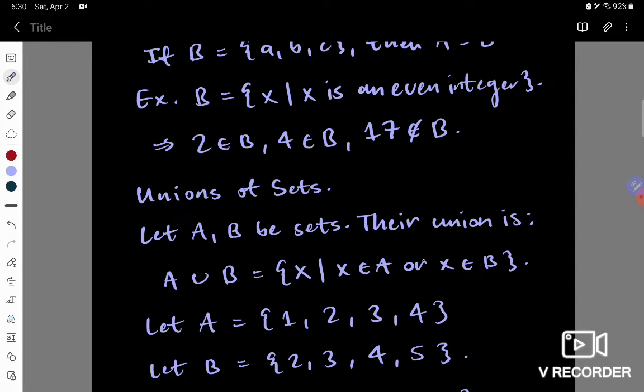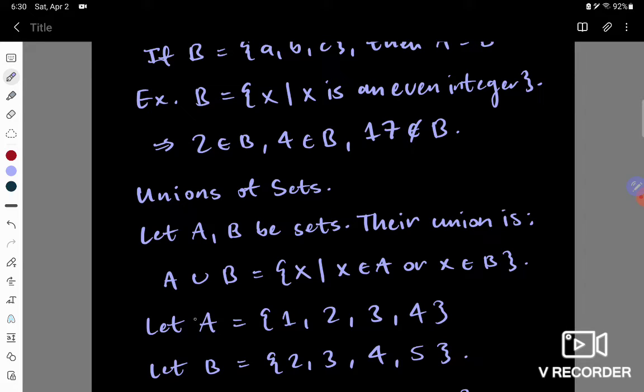And this is the inclusive or, because in everyday English use, the word or can sometimes be ambiguous, whether you mean inclusive or exclusive or. But in math, this or is always going to be assumed to be inclusive. So this holds if x is in A and x is in B, for example.